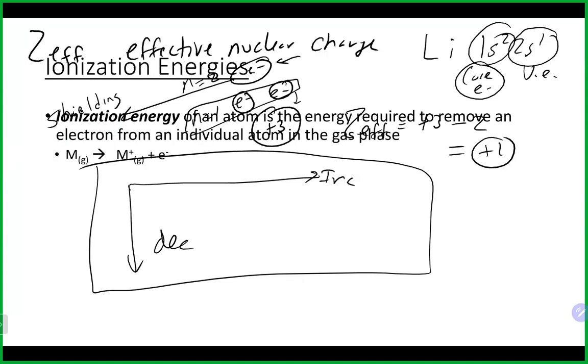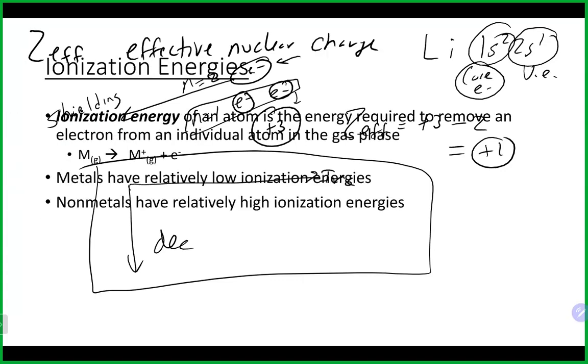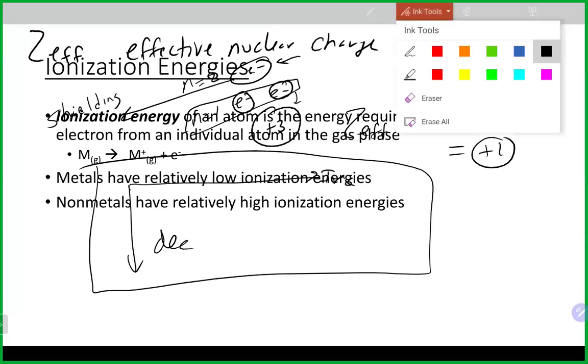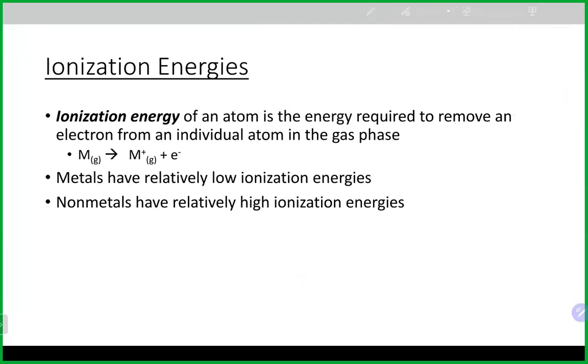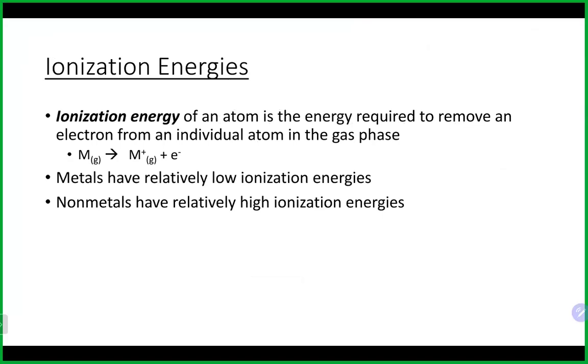Another important trend is ionization energy, which clearly I scribbled all over. So we'll get rid of that. Ionization energy is the energy required to remove an electron. And by the way, electrons actually do come off one at a time. They don't all just drop off at once.